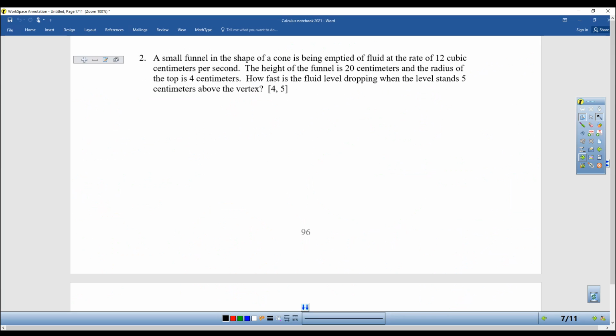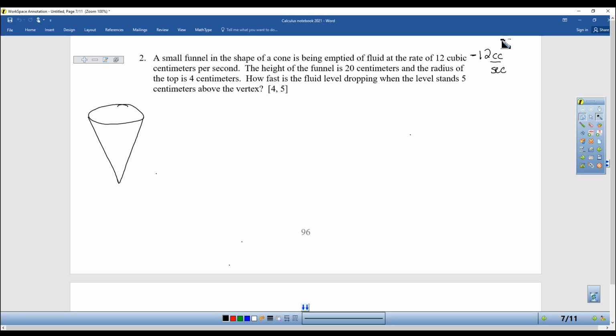All right, let's do number 2. A small funnel in the shape of a cone is being emptied. So this time I'm going to do it the opposite way. I am going to put the negative in, just trying to give you guys choices. It's being emptied at a rate of 12 cubic centimeters, cc's, per second. It is negative because it's being emptied.